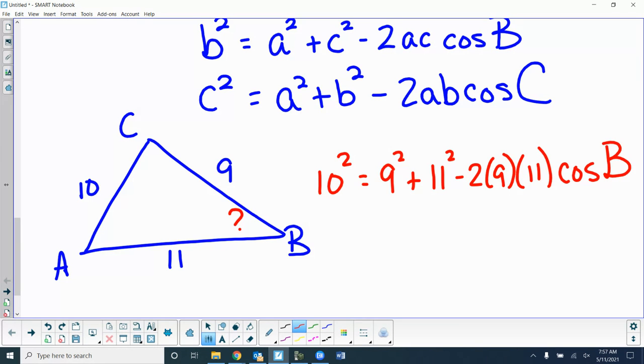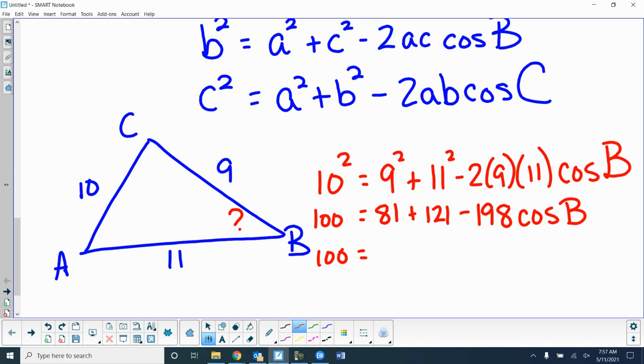So I'm going to solve for this capital B. All right? So 10 squared is 100. 9 squared is 81. 11 squared is 121. And then 2 times 9 is 18 times 11. 180 plus another 18. Is that 198? Times cosine of B. All right. Some of you had trouble with this way when we did the quiz. Okay. The next step is just putting these two together.